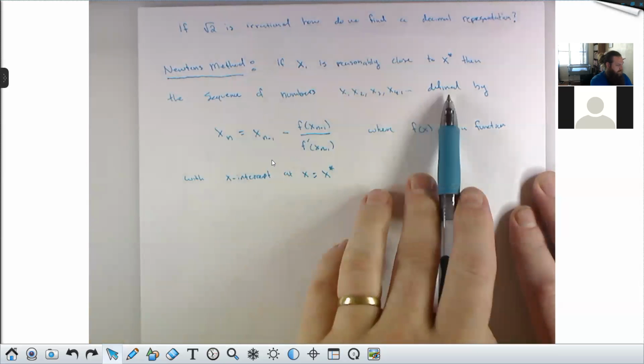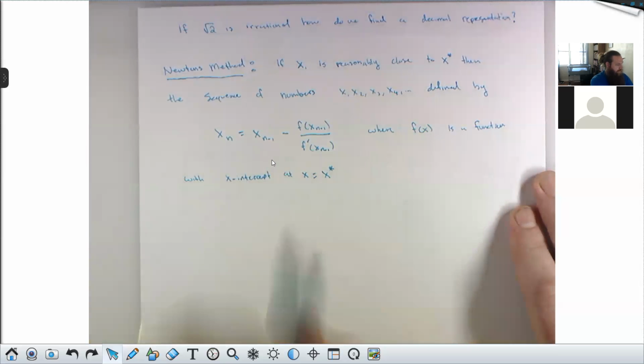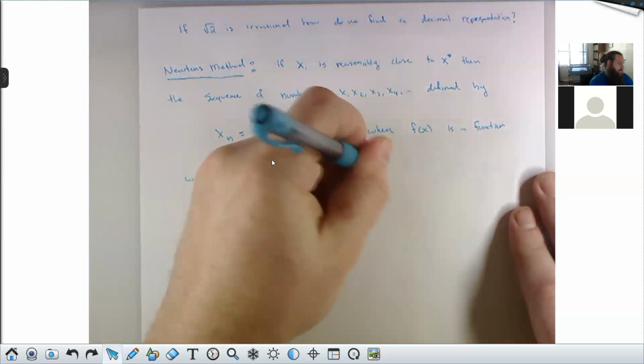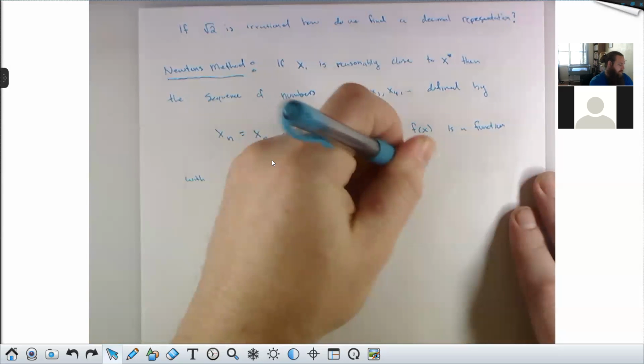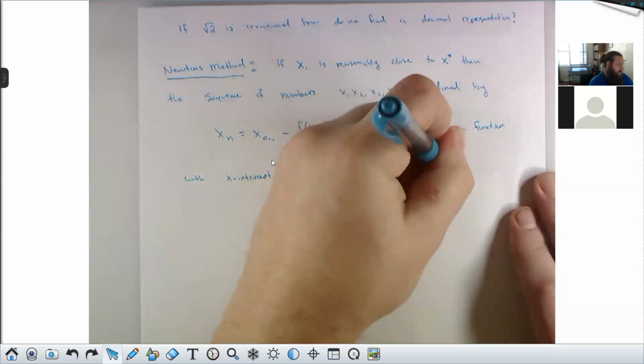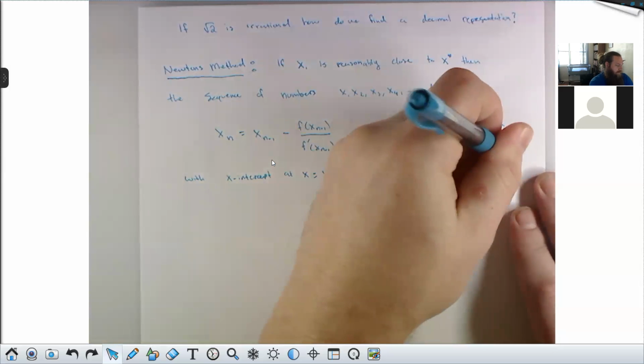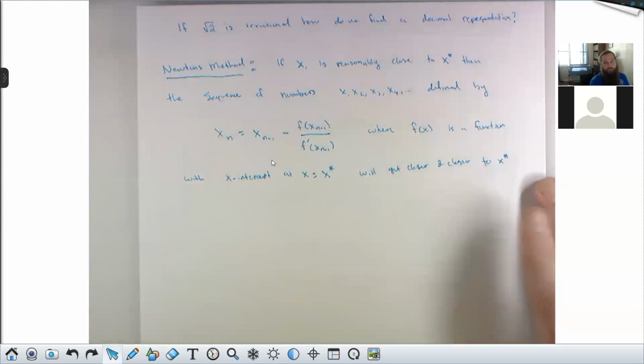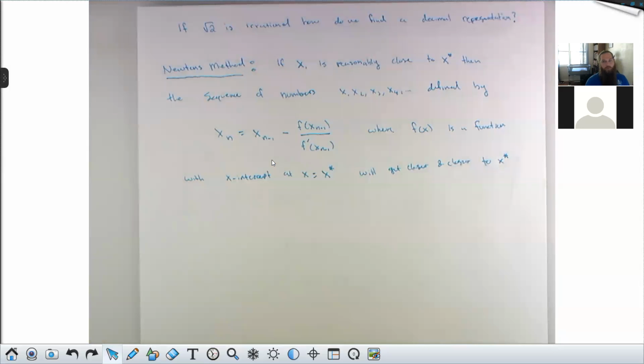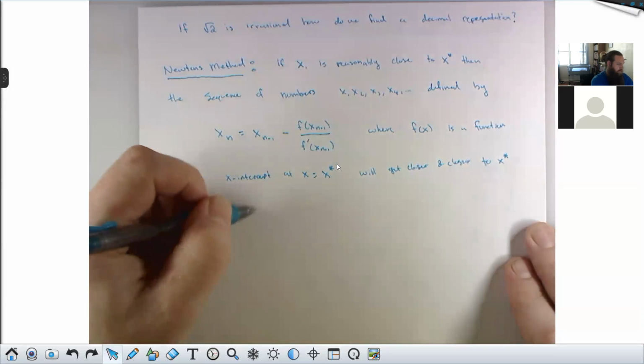Then this sequence of numbers will get closer and closer to x star. So Isaac Newton figured this out, and this formula is not insightful at all, but the picture is very insightful. So here's the picture.